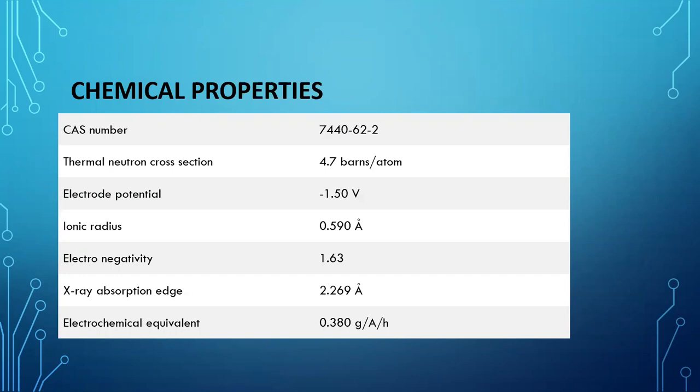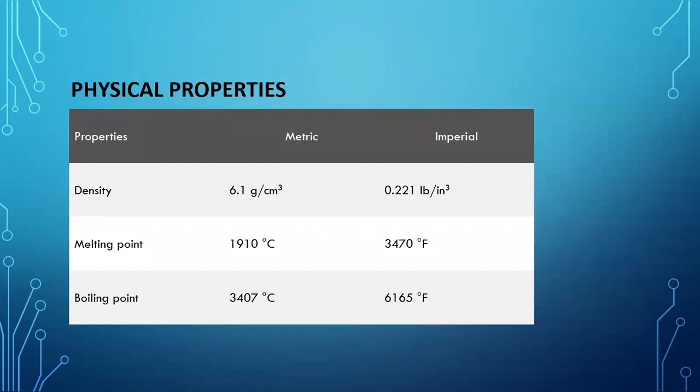In the chemical properties of vanadium, there are CAS number, thermal neutron cross-section, electrode potential, ionic radius, electronegativity, X-ray absorption, electrochemical equivalent, and their quantities are given. Next one is physical properties.